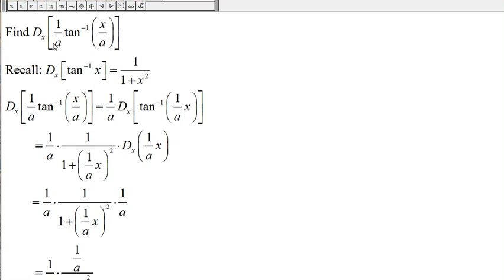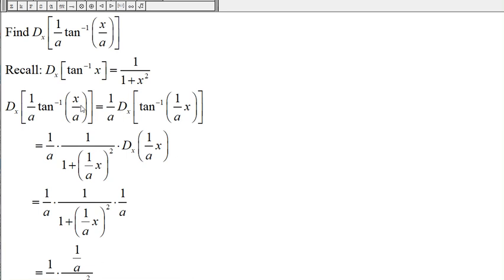Here we want to find the derivative of 1 over a times tangent inverse of x over a, where a is a constant. And so recall that the derivative of tangent inverse of x is 1 over 1 plus x squared. And so the derivative of 1 over a times tangent inverse of x over a, since 1 over a is constant, then we can move it and place it in front of the derivative here.